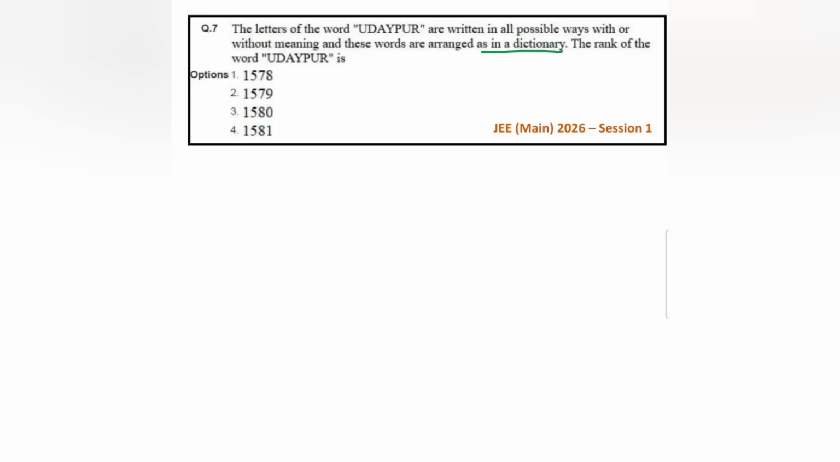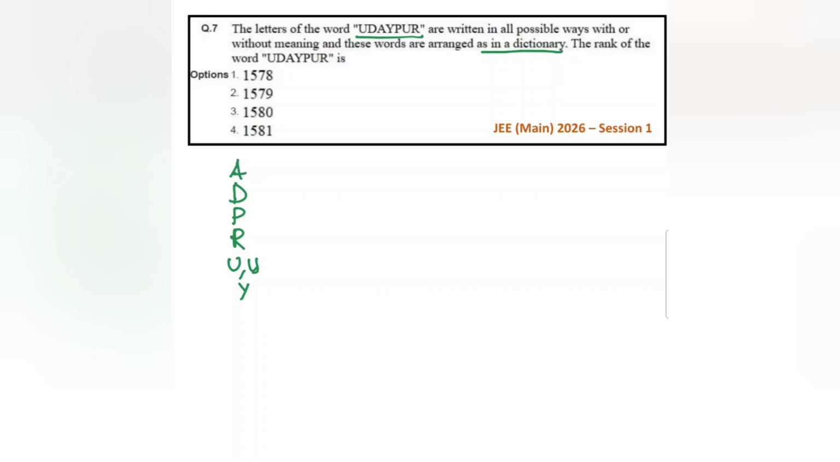Rank means position. So before getting into the problem, the very first important thing is to arrange these letters in alphabetical order. It will be easier. So first comes A, after A is D, after D is P, and after P is R, U, U is twice, and Y. So this is the alphabetical order of all the letters in Udaipur.